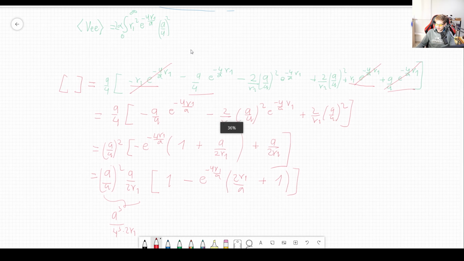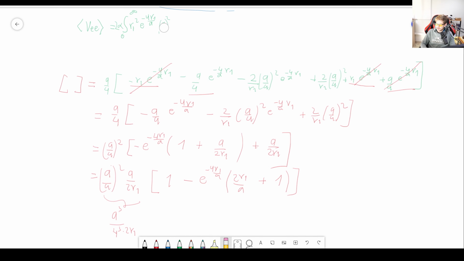Okay, so let's go back here. So the entire term in square brackets is a cubed, right? Wait, it's not, sorry, it's not 4 cubed, it's 4 squared, because it was squared before, yeah. So a cubed divided by 4 squared times 2 and times R1. And then comes the term in brackets, which is 1 minus e to the minus 4 R1 over a times 2R1 over a plus 1, dR1.